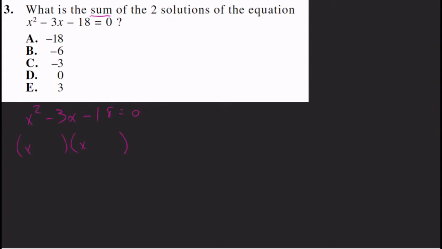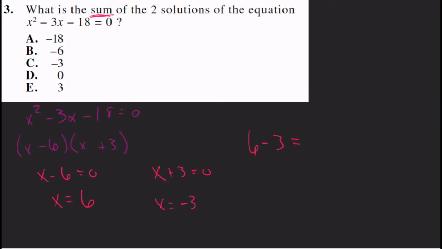So I need two factors of negative 18 that add up to negative 3. Well, negative 6 and positive 3 will multiply to give me negative 18, and they will add to negative 3. All right, set each factor equal to 0, and I will have positive 6 and negative 3. Now, it actually asked me again, don't forget, for the sum of these. So what is 6 plus negative 3?